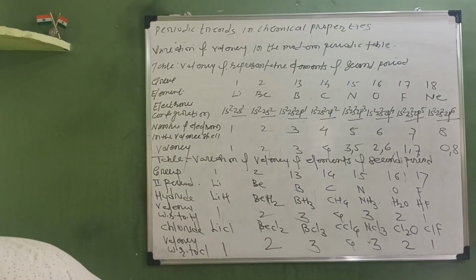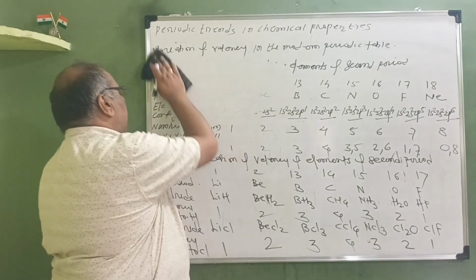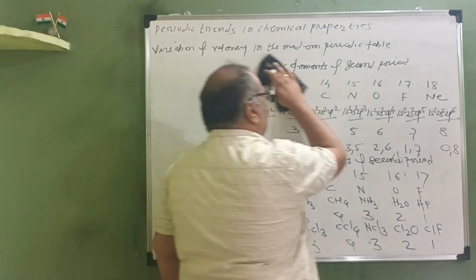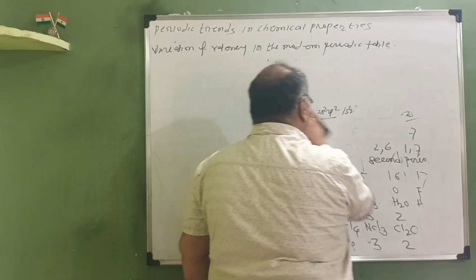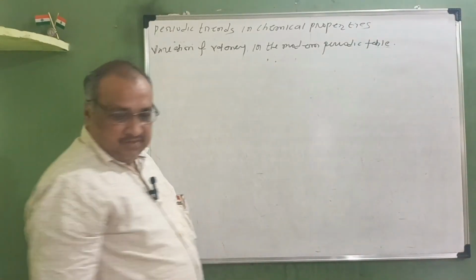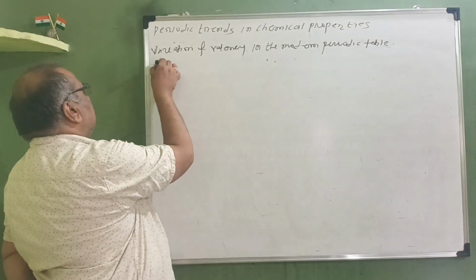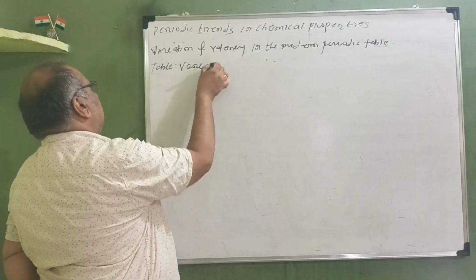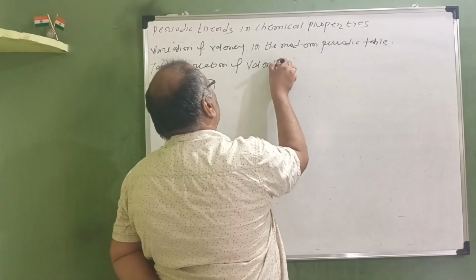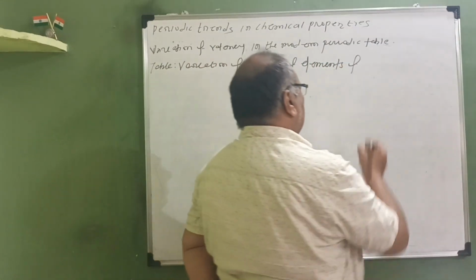Third table, variation of valency of elements of third period.